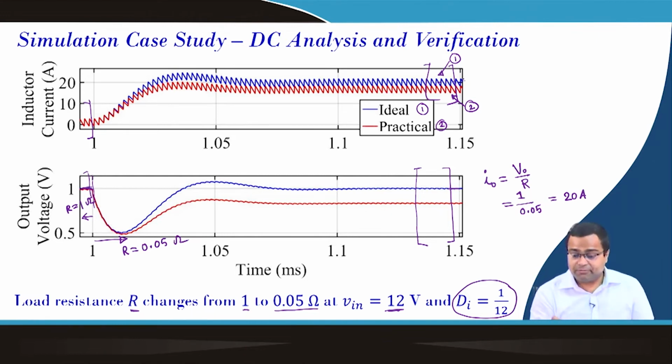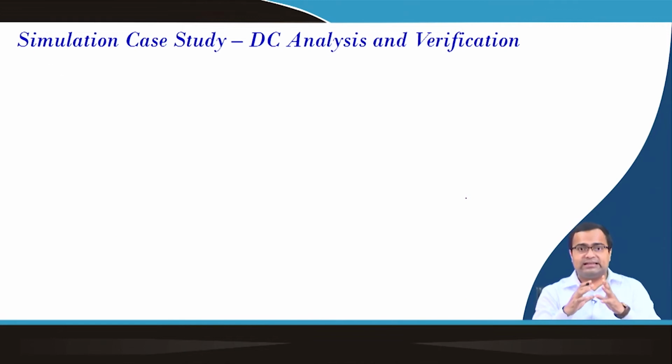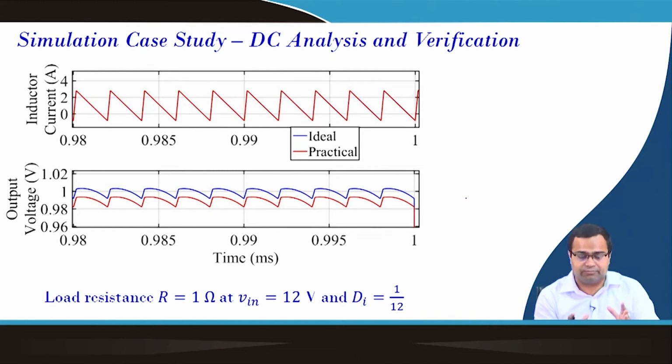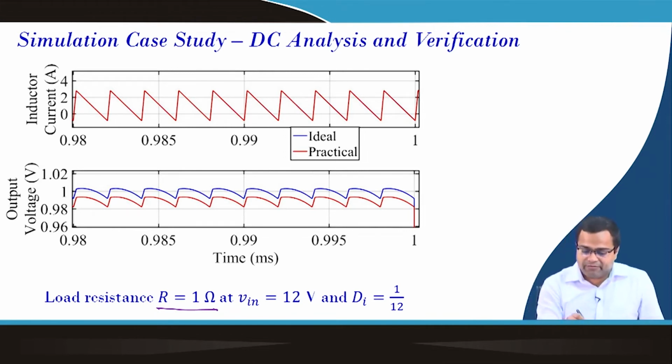But for a practical converter, it is much below. This is not 20 ampere, it is less than 20 ampere, and the output average voltage is much lower. How can we model? That means we did already DC analysis. So, now I am showing the zoom version of the condition where the resistance was 1 ohm. Under this condition, the average inductor current seems to be more or less the same, very close, but for the average output voltage there is a slight deviation.